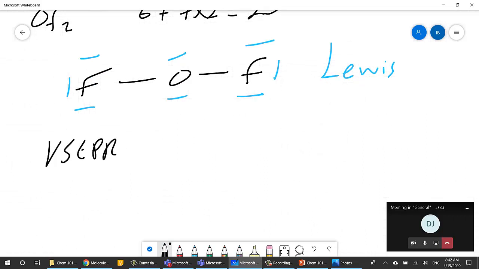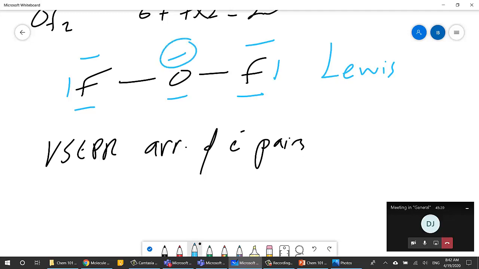VSEPR is you want to ask yourself again, what is the arrangement of electron pairs on the central atom? The central atom, you have 4 electron pairs. You have 1 electron pair, 2, 3, 4 electron pairs. You count the bonding and the non-bonding electron pairs as 1. So this is 4 electron pairs. And by the way, we count also the double bonds as 1. So that's what VSEPR is all about.